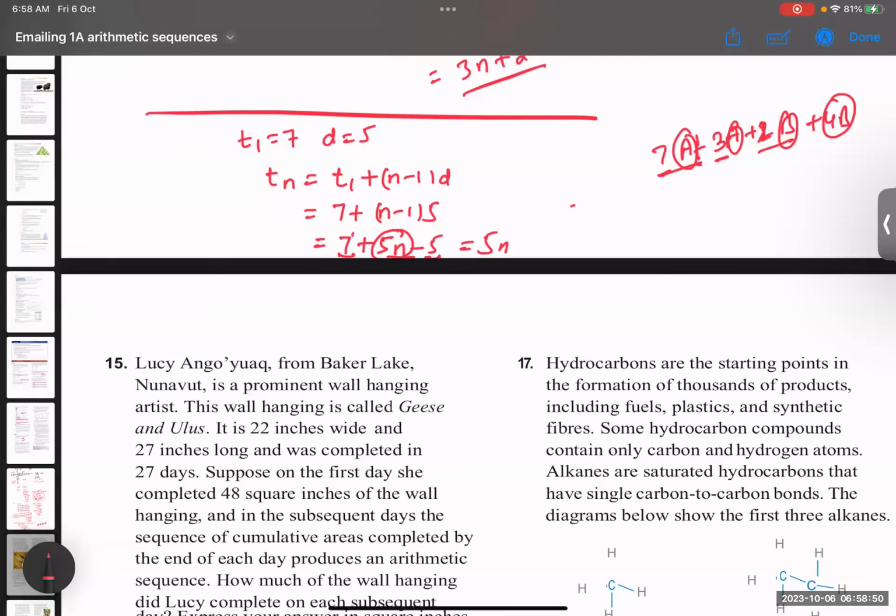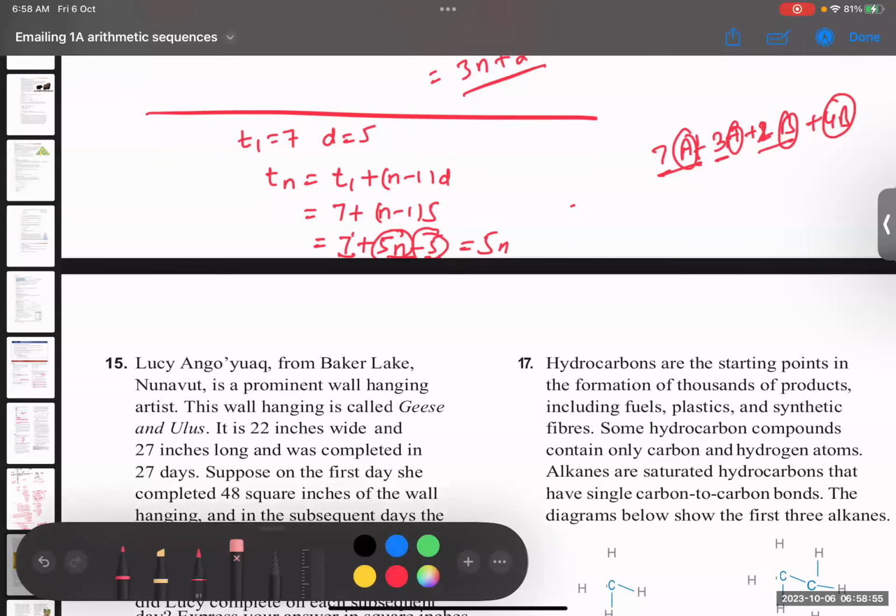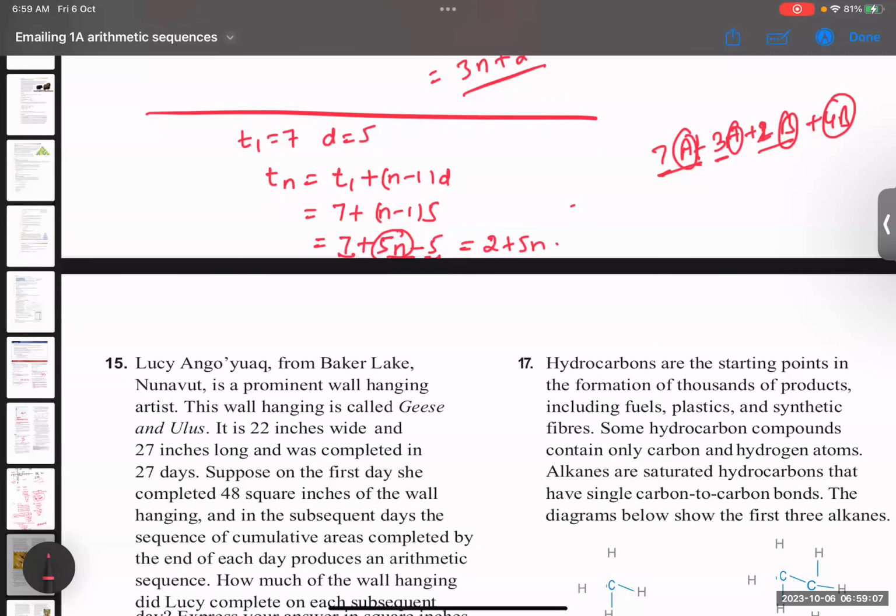Now what are the other terms? 7 and minus 5. So you subtract 7 and 5 to get 2. What is the final conclusion? 7 minus 5 is 2, plus 5n. So it is 2 plus 5n or 5n plus 2. Got it? And you are saying 12n. Is it clear now? Yeah.